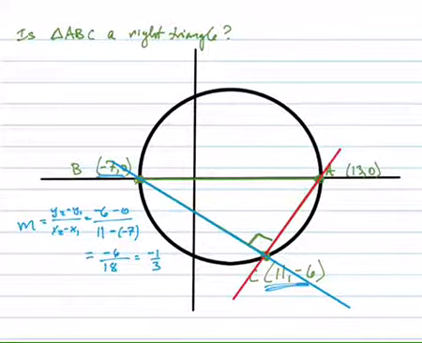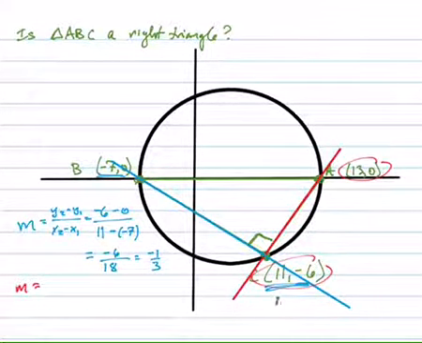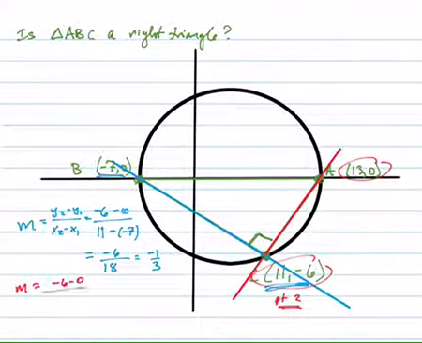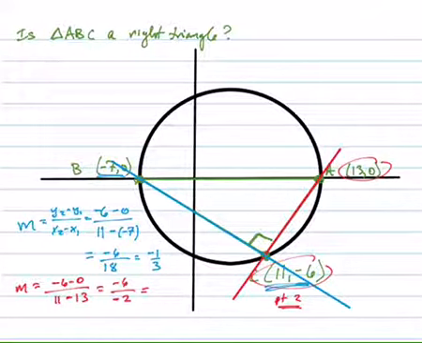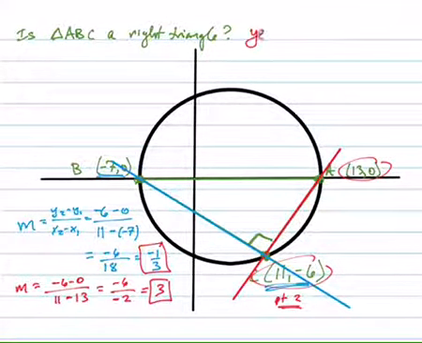The slope of the red line, we're going to do the same thing, but this time we're going to use these points. Again, I'll use this as point 2. It doesn't matter which one you use as point 2, as long as you do it consistently on the top and the bottom. It will give you the correct answer either way. So this would be negative 6 minus 0 over 11 minus 13, and negative 6 over negative 2 equals a positive 3. Since these two are negative reciprocals of each other, then it is a right triangle, yes.